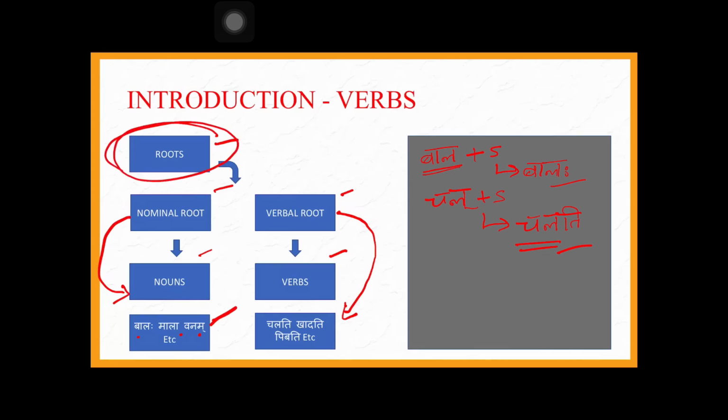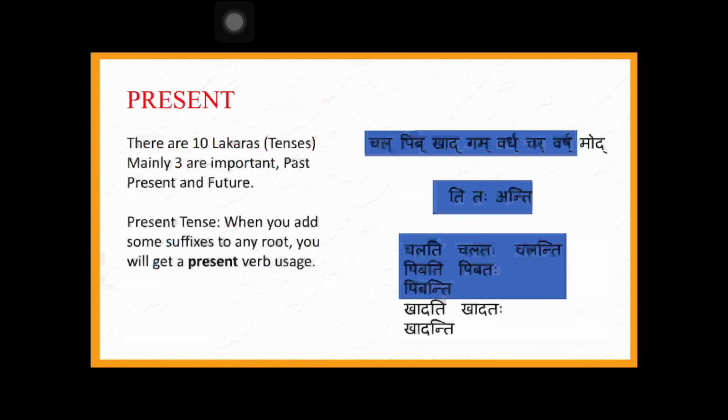Now we'll move on to the verbal part. Here you can see there are 10 lakaras or tenses, let us roughly call them tenses. Mainly 3 of them are important: past, present and future. You know, past tense, present tense and future tense in English or in any other language. The same way in Sanskrit also, majorly these 3 things. The 10 of them are also major ones, but right away we require only 3 as important. That's the reason I have put past, present and future out of those 10.